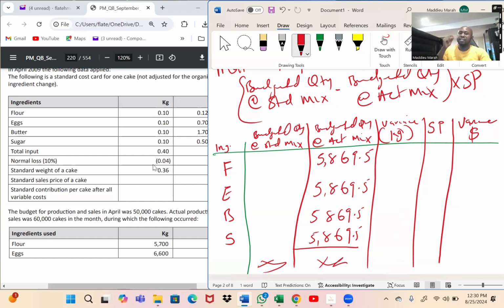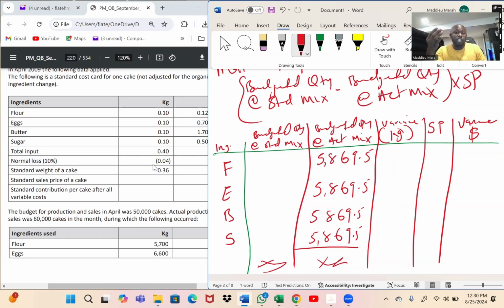Now, what is my standard quantity at standard mix? Coming to the question, my standard is 0.1 kg to produce one unit. We learned this in my first class on the planning and operational variance, when calculating the price and usage variances. We need the standard kg times the actual production. So it is 0.1 for flour, multiplied by the actual production, which was 60,000. This gives me 6,000.